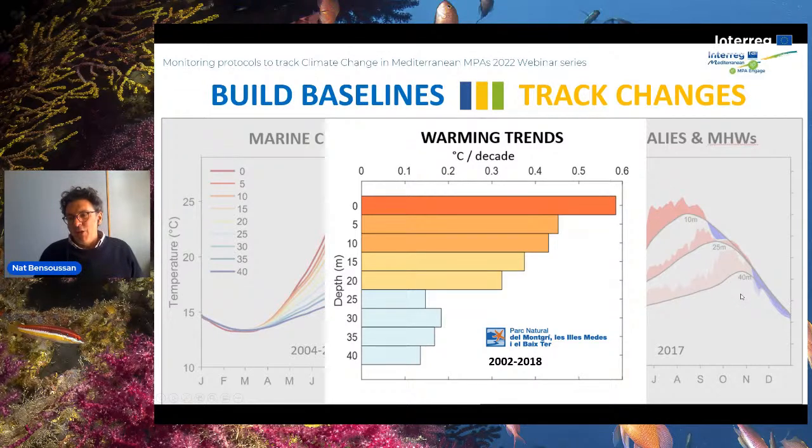This information, this monitoring, allows over the long term to calculate local warming trends, as I show in these figures. And we have some results consistent with Joseph Pascual monitoring showing here in Medes Islands some increasing trend in the warming, which is stronger in the near surface. Again, these warming trends are very strong, very rapid.